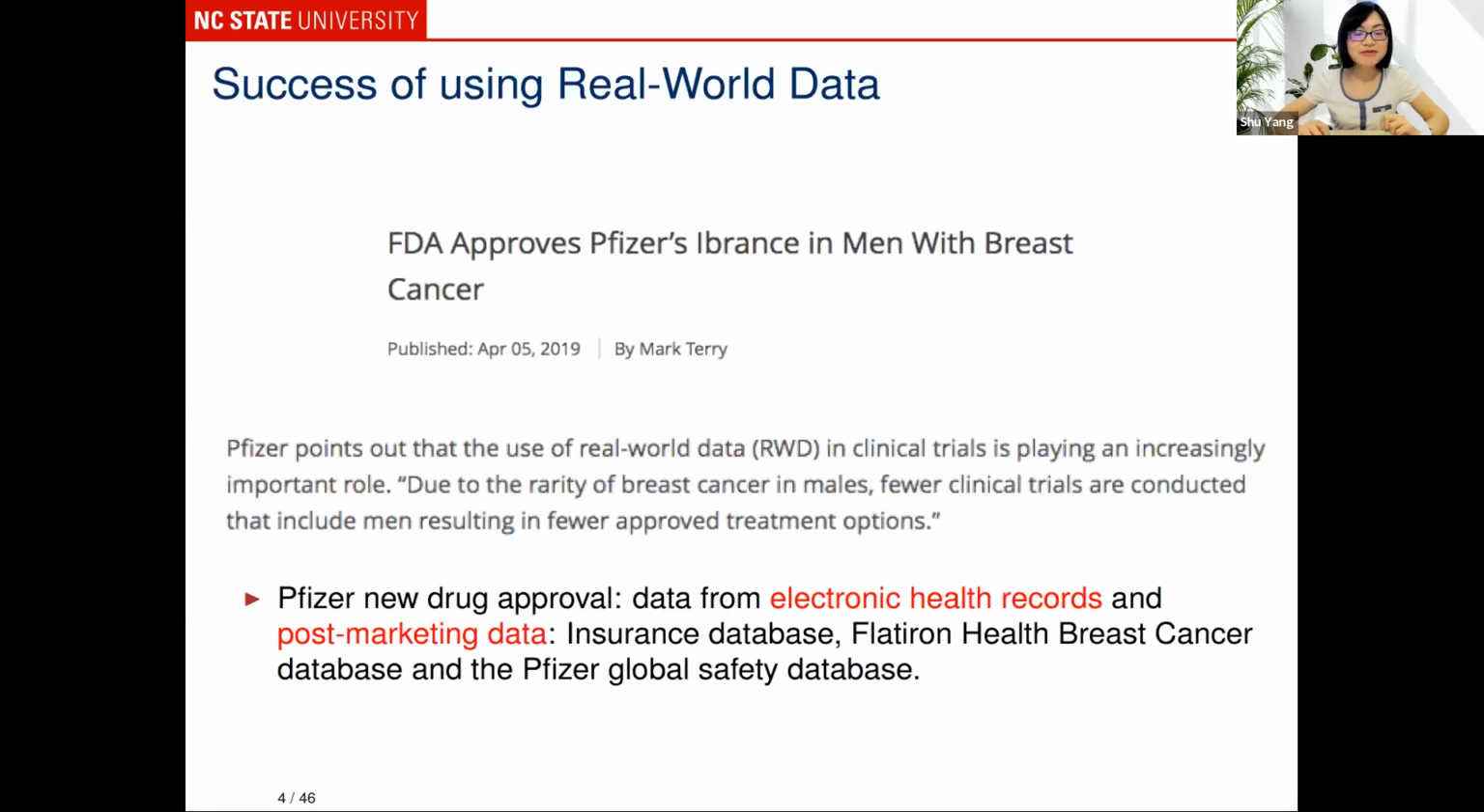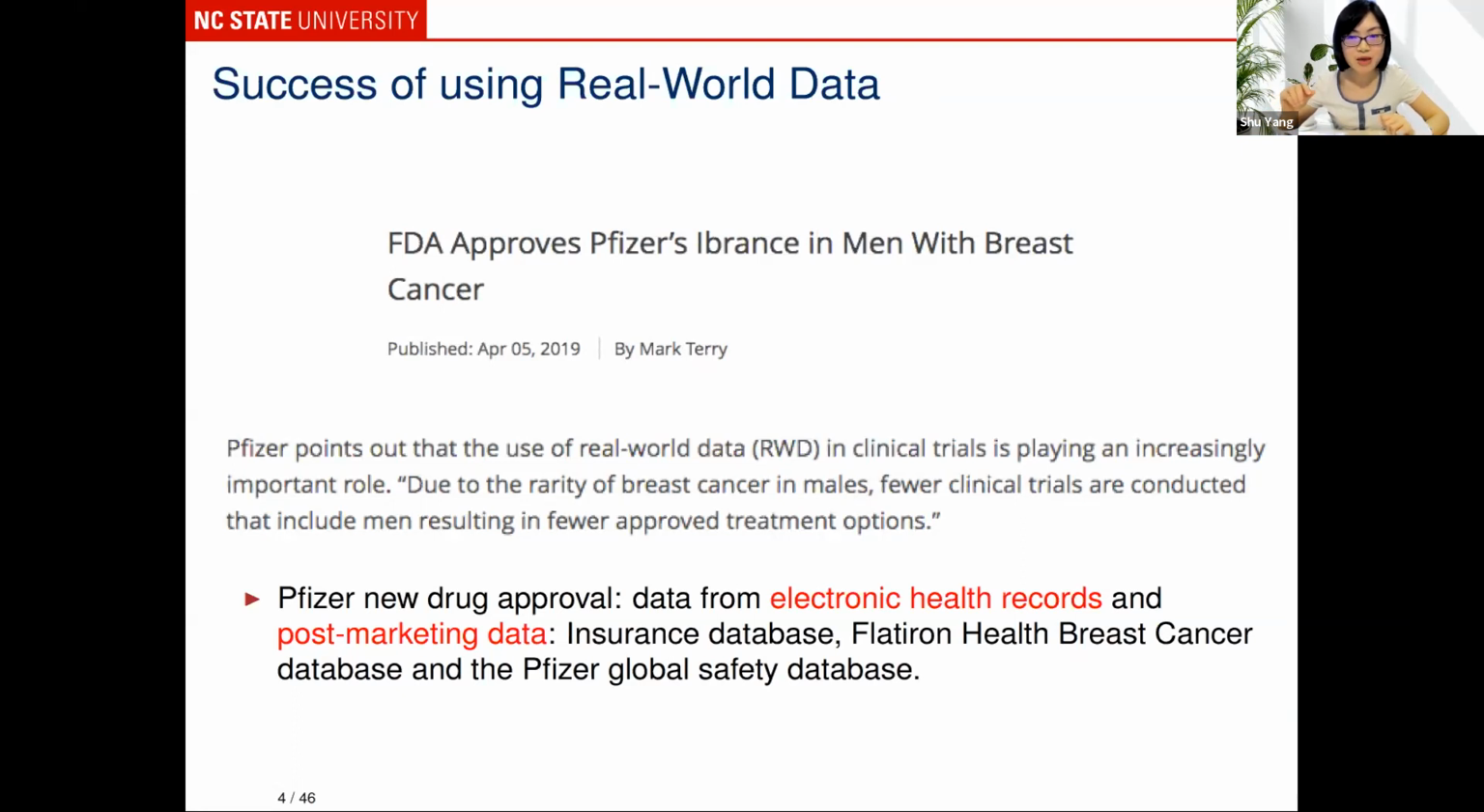Indeed, there are successful stories in industry of using real-world data. FDA approved Pfizer's Ibrance in men with breast cancer. So this is a piece of news very recently. It's April 5th, 2019. And this approval was based on data from electronic health records and post-marketing data.